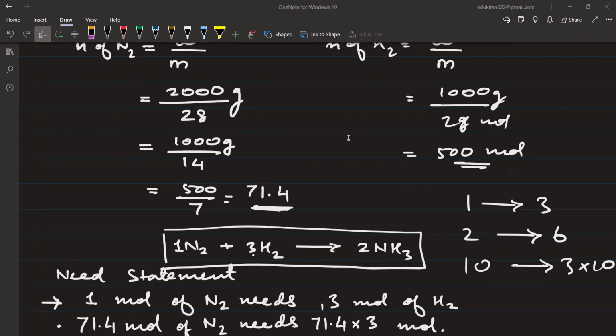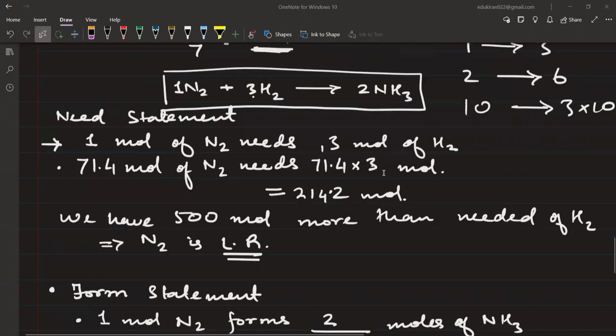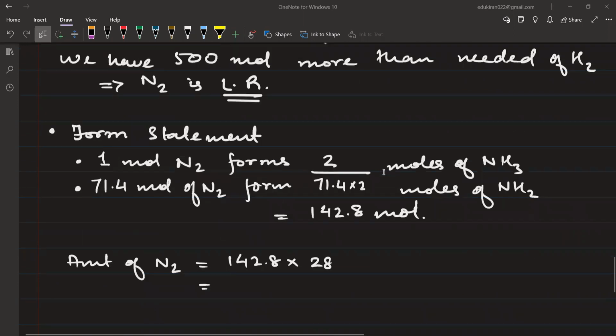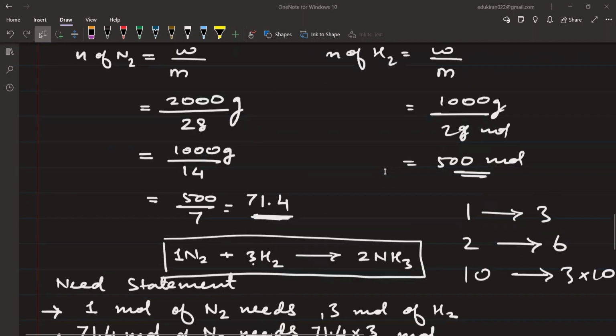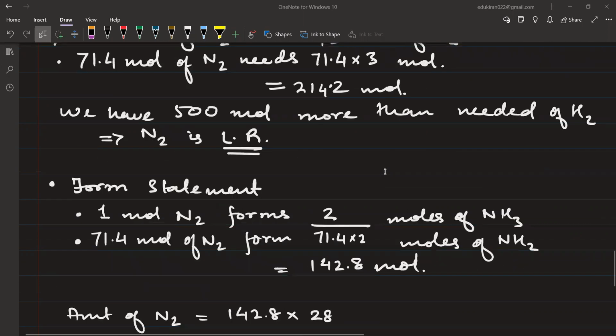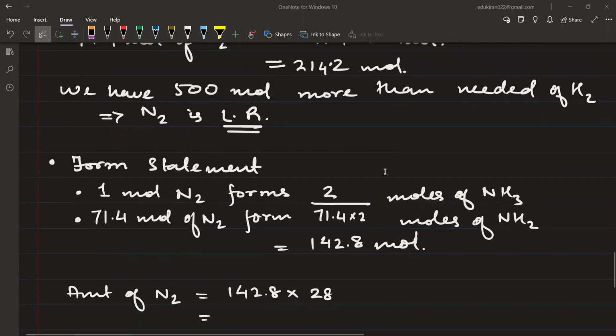71.4. Nah, then fine, 71.4. 1 mole of N2 needs 3 moles of H2. Okay, 71.4 is there, and you are getting N2 as the limiting reagent also, right? And 1 mole of N2 is giving 2 moles of ammonia, so 71.4 moles of nitrogen will give you 71.4 into 2, 140.